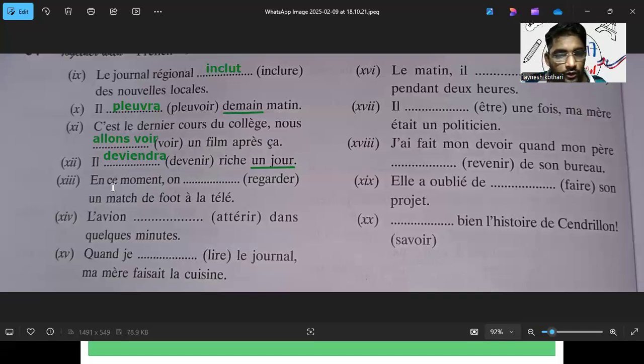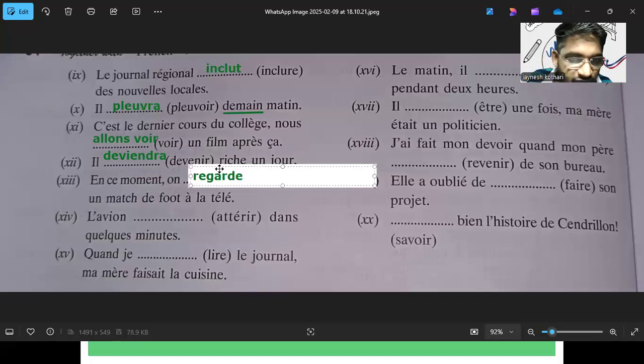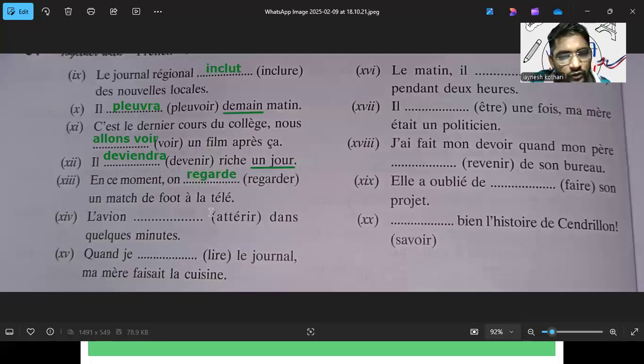Number 13, awesome Momo. Awesome Momo is present tense. I'm using present tense for awesome Momo right now, at this moment. At this moment, we are... ON means I can use "one" also, "we" also. We are watching a football match on television. So it's present tense at this moment.